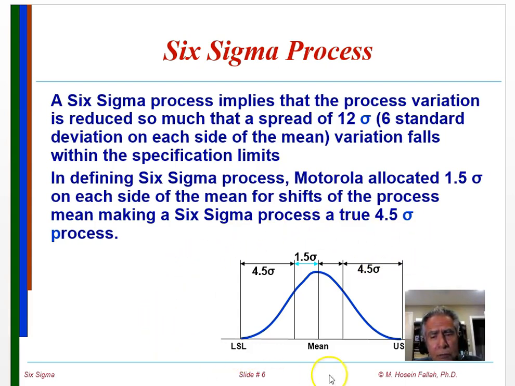I've shown that here. If we have a lower specification limit and an upper specification limit, and we allow 1.5 sigma on each side of the mean for the shift in the mean, then 4.5 sigma on each side represents the variation of that process, and that will produce 3.4 parts per million, as we discussed before.